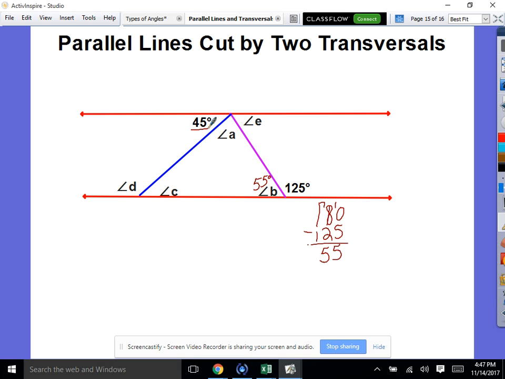Angle C is equal to 45 because those two angles are alternate interior angles. And angle C and angle D make up a straight angle. So if we subtract angle C from 180, we will get angle D. So angle D is 135.